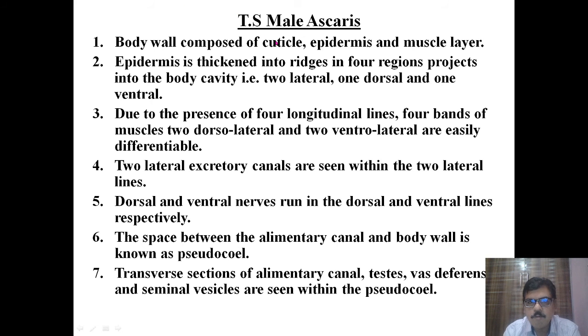The body wall is composed of cuticle, epidermis and muscle layer. Epidermis is thickened into ridges in four regions, which project into the body cavity: two lateral, one dorsal and one ventral. Due to the presence of four longitudinal lines, four bands of muscles, the two dorsolateral and two ventrolateral, are present. Two excretory canals are seen within the two lateral lines. The dorsal and ventral nerves run in the dorsal and the ventral line respectively.